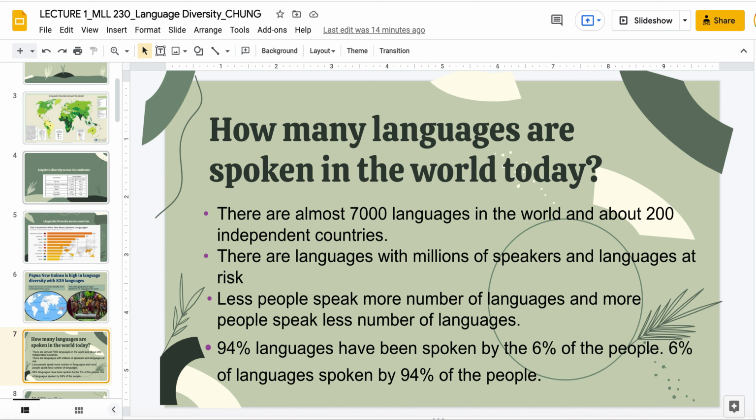There are also languages with millions of speakers, right? But on the other end of the spectrum, there are languages that are at risk. There's a dwindling number of speakers, and linguists are trying to record or capture those languages before they go away. One thing that we know is that fewer people speak more languages, and more people speak fewer languages. You probably know that from traveling the world, right?